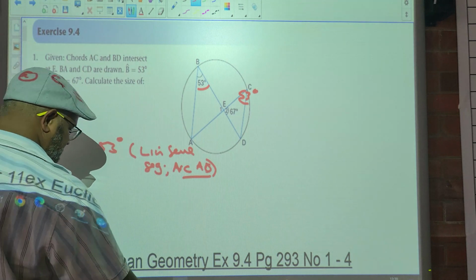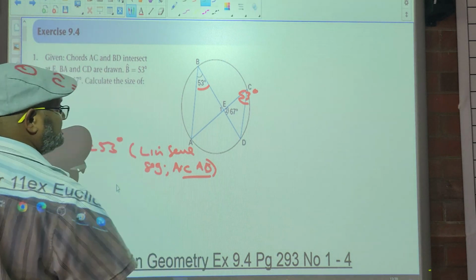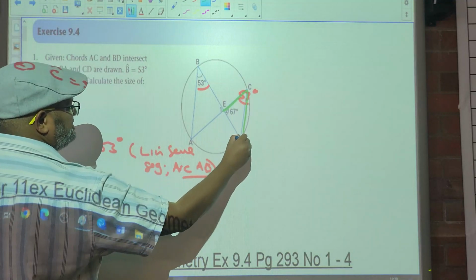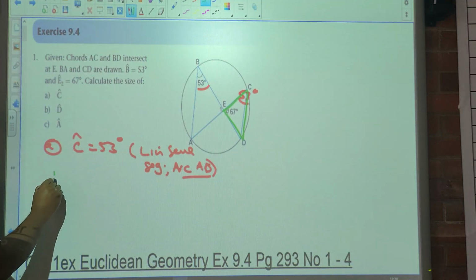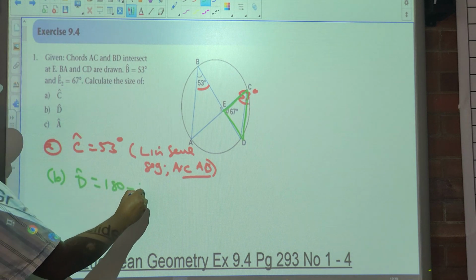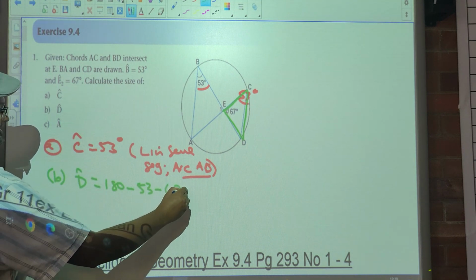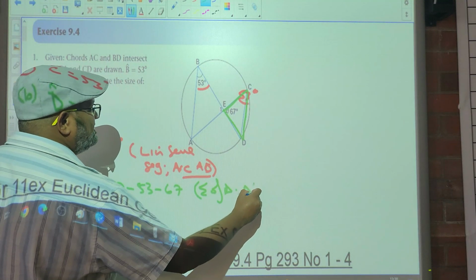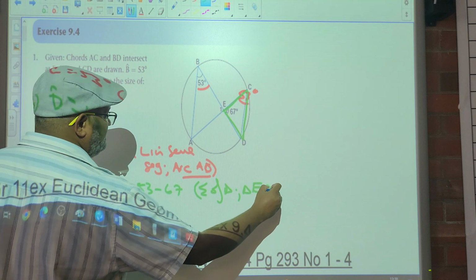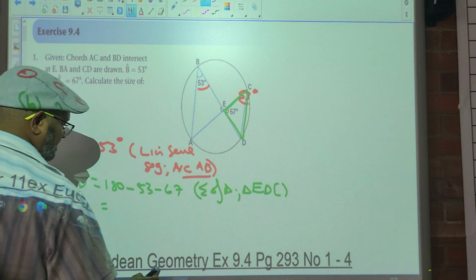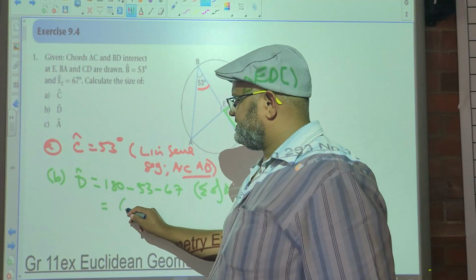D. How do you calculate D? Sum of angles of a triangle there. So angle D is equal to 180 minus 53 minus 67. Why? Sum of angles of a triangle, and it's triangle CED. Not so. So that gives you an answer of 60 degrees.